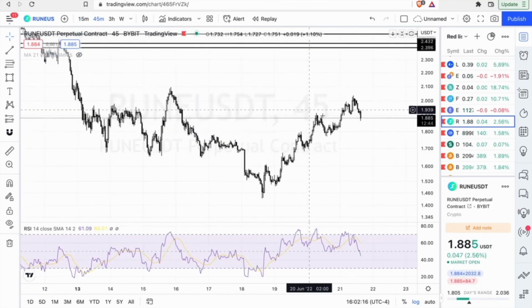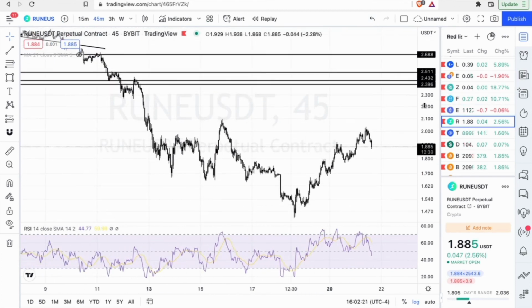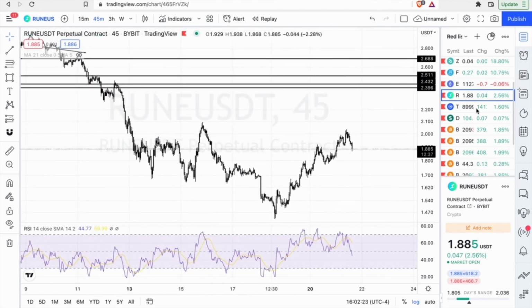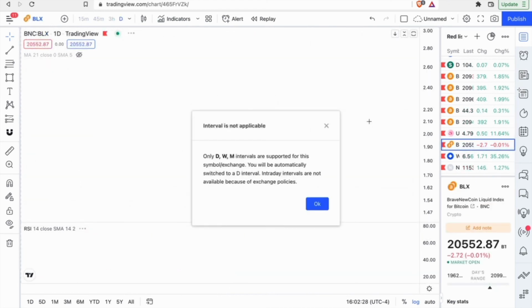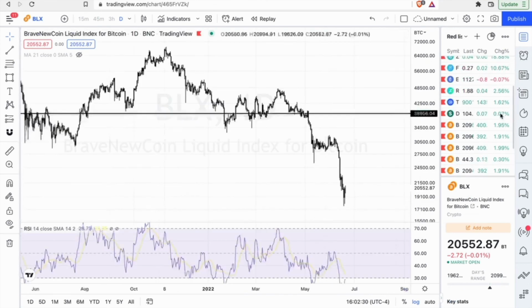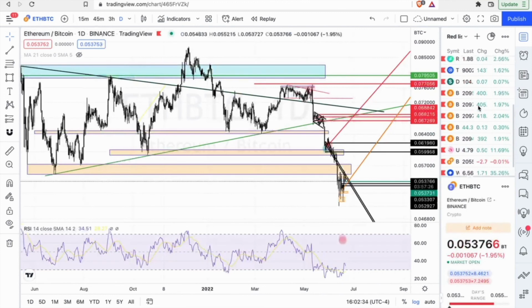If Bitcoin does hold the line above 20K, alts could pump more, but Bitcoin would actually have to put in some actual dominance, and actually pump up. I'm trying to find the Bitcoin dominance chart. One second.